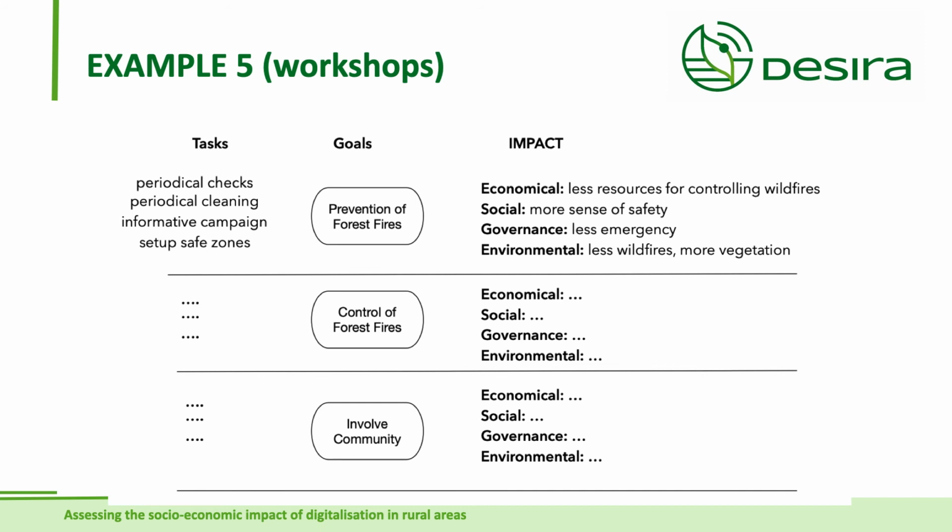The economic impact is fewer resources needed for controlling wildfires. The social impact can be more sense of safety. The governance impact can be fewer emergencies. And the environmental impact can be fewer wildfires and more vegetation. The same thing should be done for all goals that you listed before.